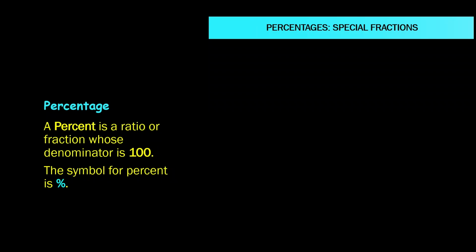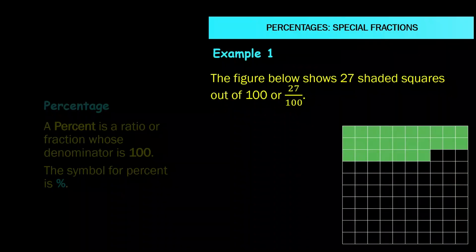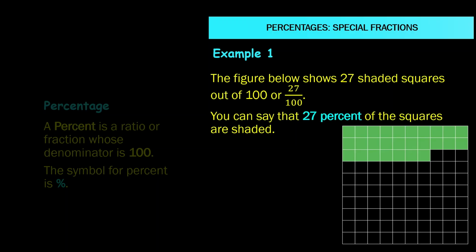A percent is a ratio or fraction whose denominator is 100. The symbol for percent is a diagonal line with a 0 on either side as shown in red on your screen. Let's take a look at an example. The figure shows 27 shaded squares out of 100. You can say that 27% of the squares are shaded. This can be written as shown in red on your screen.